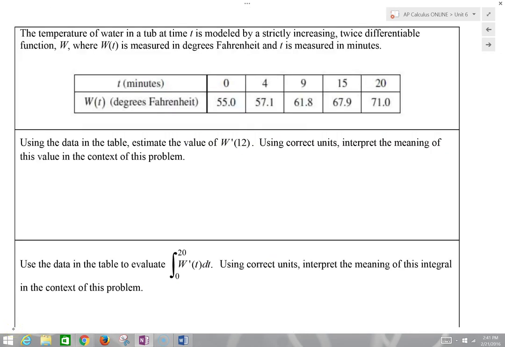The temperature of water in a tub at time t is modeled by a strictly increasing, twice differentiable function W, where W of t is measured in degrees Fahrenheit and t is measured in minutes. So W of t equals temperature at t minutes. If we take the derivative of that, we're going to get the change of the temperature.